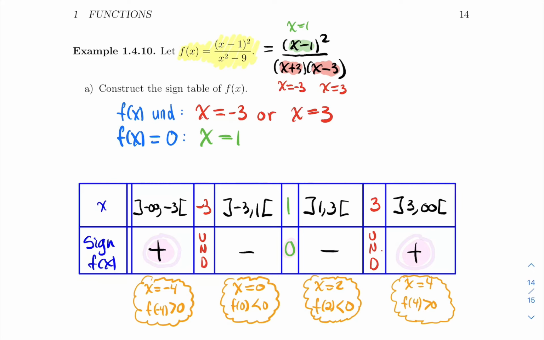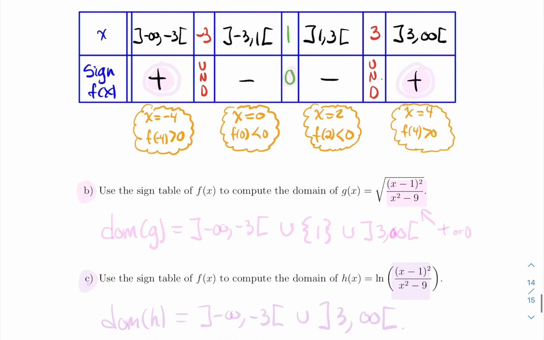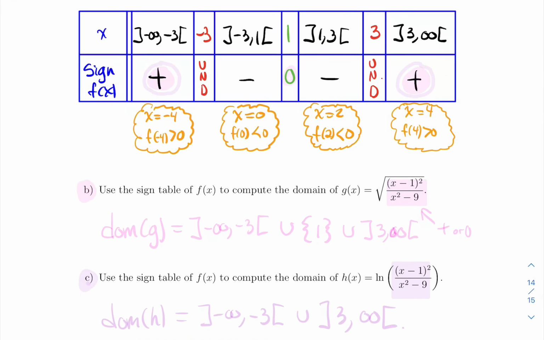So again, here a lot of information. Just from the sign table, we know it's 0 at 1. We know there's a branch above the x-axis from minus infinity to minus 3, and there's another one from 3 to infinity. And then there are 2 branches below, between minus 3 and 1 and between 1 and 3. And then a typical question, very similar to the previous thing: if you have a new function, which is the square root of the previous one, and you're asked to compute the domain, this is very, very typical.